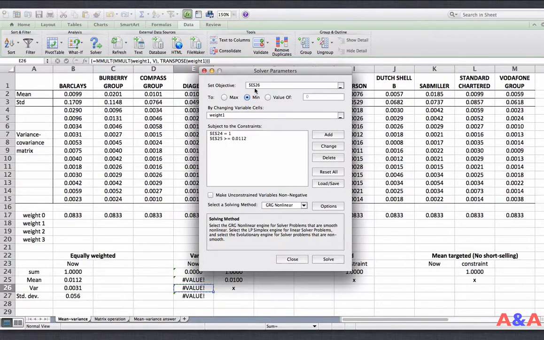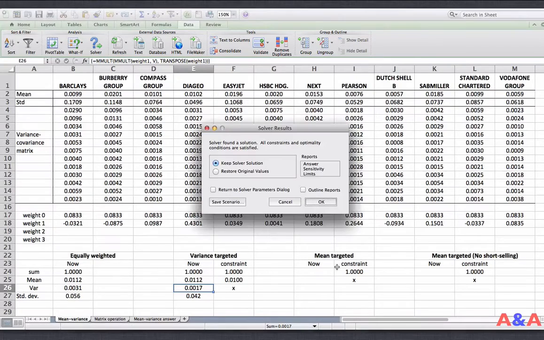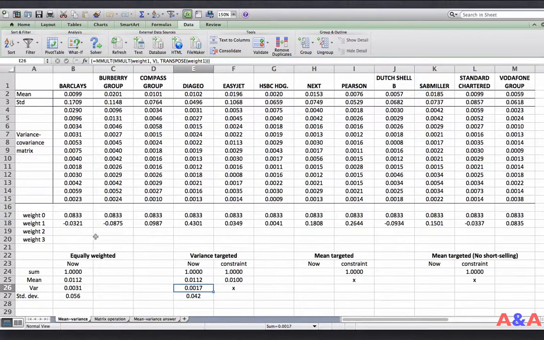Okay, so this is the cell we want to minimize, which is minimized by changing the numbers in this region. And we have two constraints. And make sure that this box is unchecked because we have no non-negativity constraint. Click on Solve. Solver found the solution. All constraints and optimality conditions are satisfied. So let's keep Solver solution. So let's see our solution.